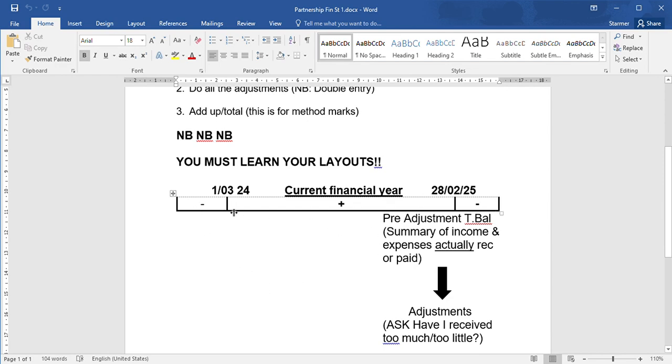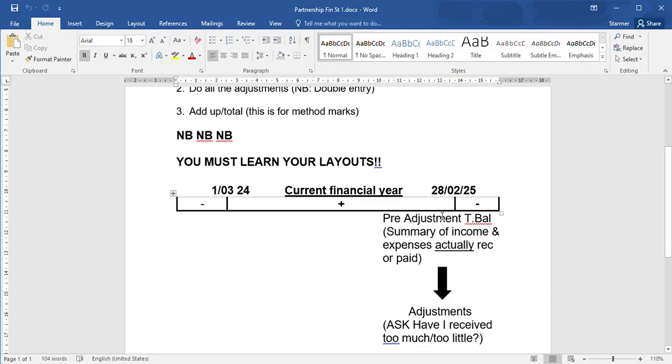Alright, if you have a look here, this is what I call a timeline, and we have our current financial year running from the 1st of March right through to the 20th of February. And at that point there, they give you a pre-adjustment trial balance. Now, the pre-adjustment trial balance will give a summary of income and expenses that have actually been received or paid during the current financial year.